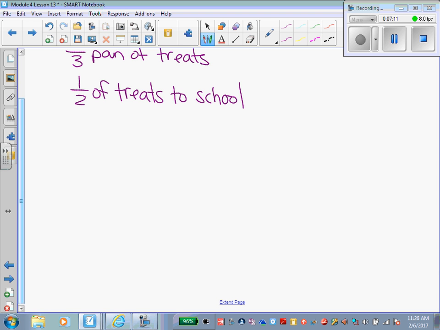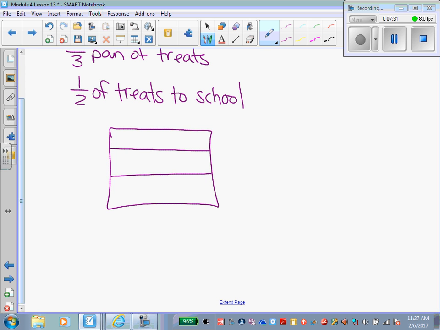Does she have 3 whole pans? Right. So she's got less than 1 pan, which means that I can draw my pan. How much does she have in this pan? 1/3. She's got 1/3. So I'm going to separate or divide my pan up into thirds. And I'm going to color one of them.